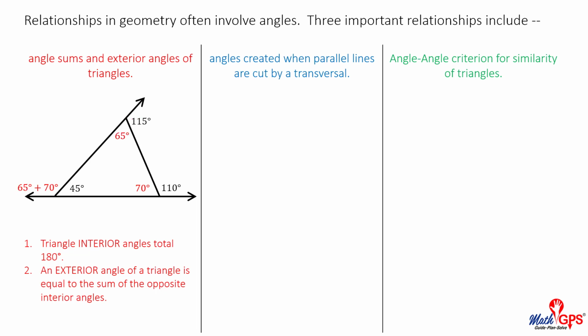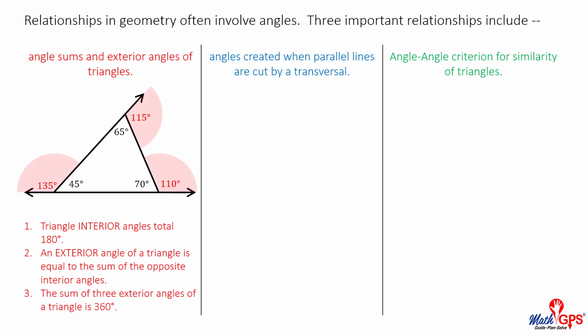The exterior angle adjacent to the 45-degree interior angle is equal to the sum of the opposite interior angles of the triangle, 65 degrees plus 70 degrees. 65 degrees plus 70 degrees equals 135 degrees. Notice again that the adjacent angles, 45 degrees and 135 degrees, when added together, equal 180 degrees because they too form a line.